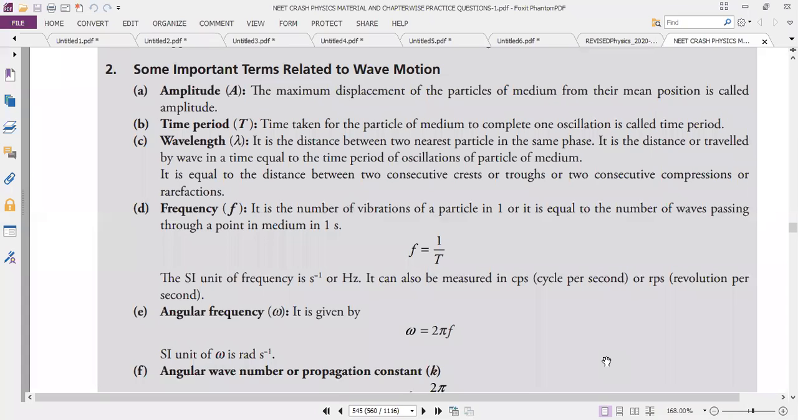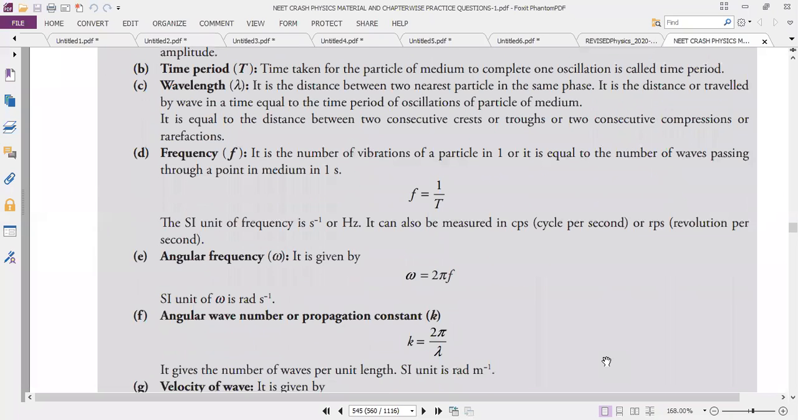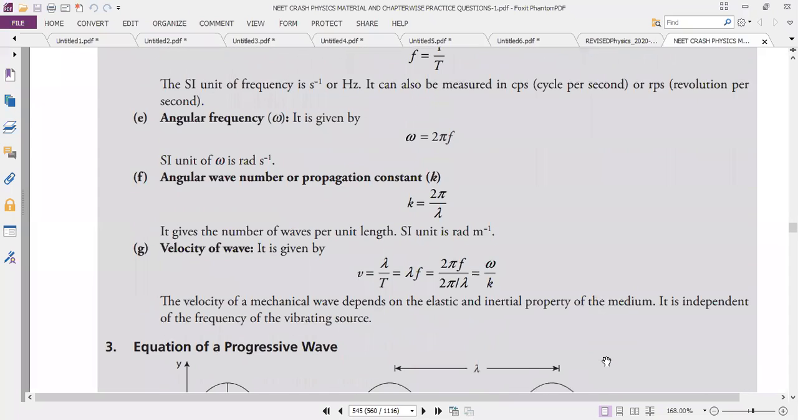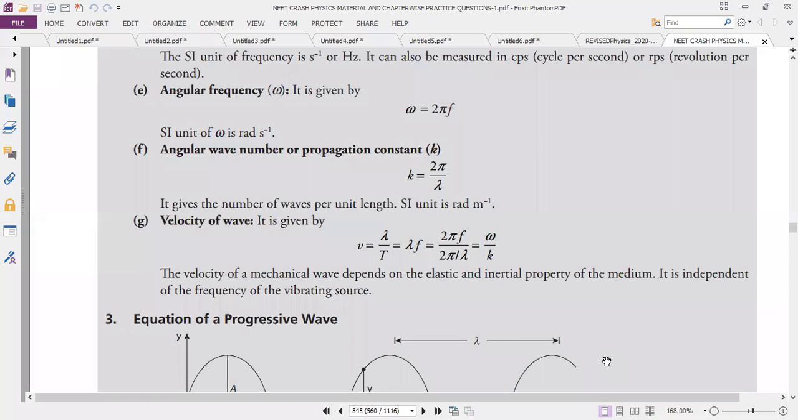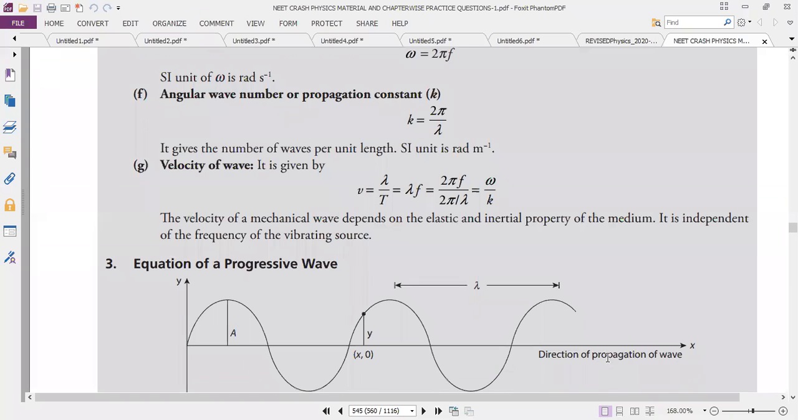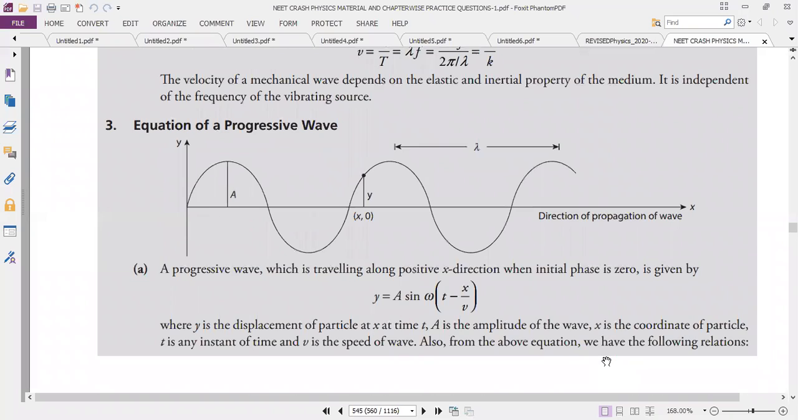These are some important terms related to waves: amplitude, time period, wavelength, frequency, angular frequency, wave number, and propagation constant k, where k is equal to 2 pi by lambda. The velocity formula: v is equal to lambda by T, which is lambda into f, where f is the frequency, which is also omega by k. This is a very important equation.